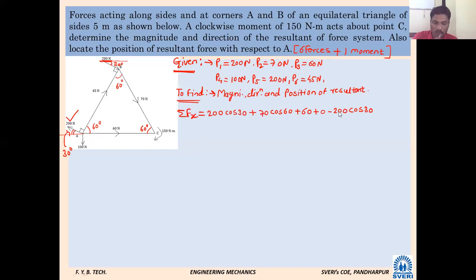Next, 45 Newton force. In which quadrant will that force come? I have muted all of you. First quadrant. So 45, what will be the angle? 45 cos 60 degrees. Tell me this calculation very carefully. Calculation is the job of the calculator. Your job is to give proper values, correct input.